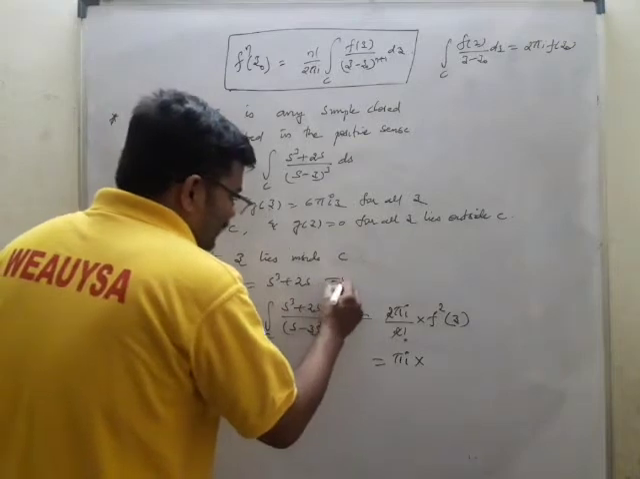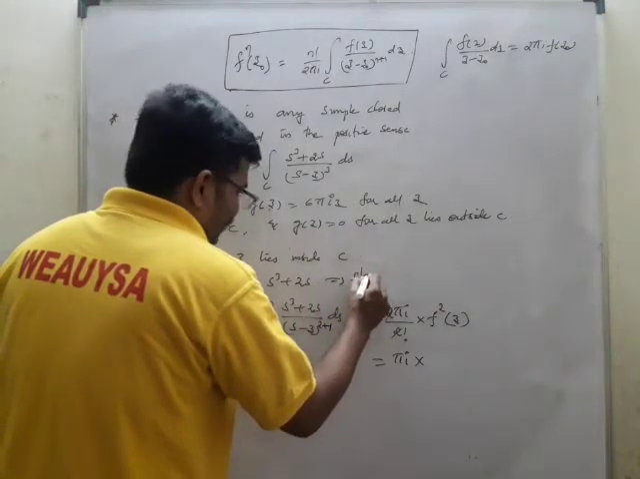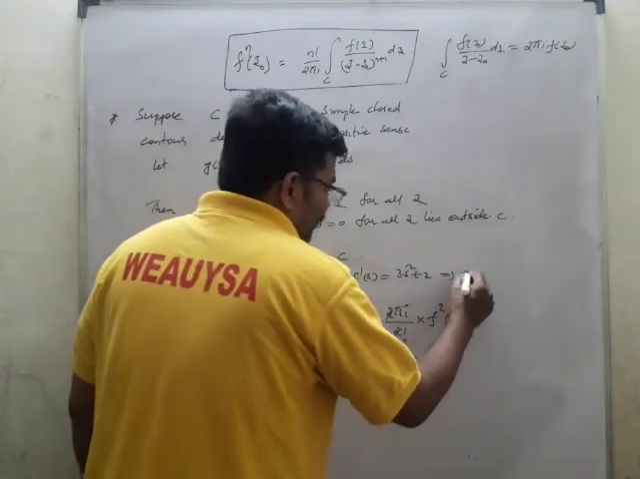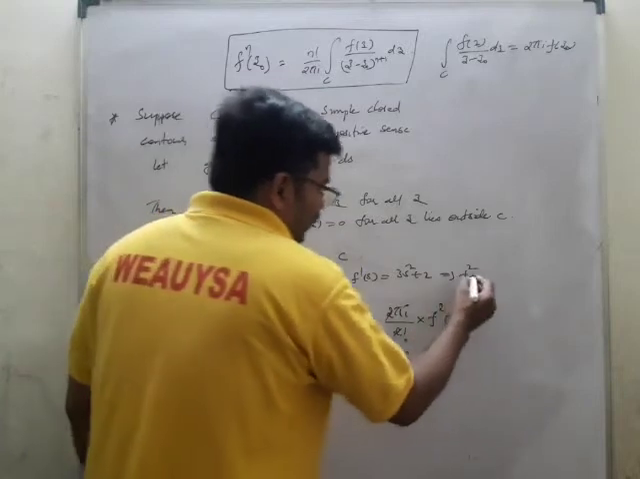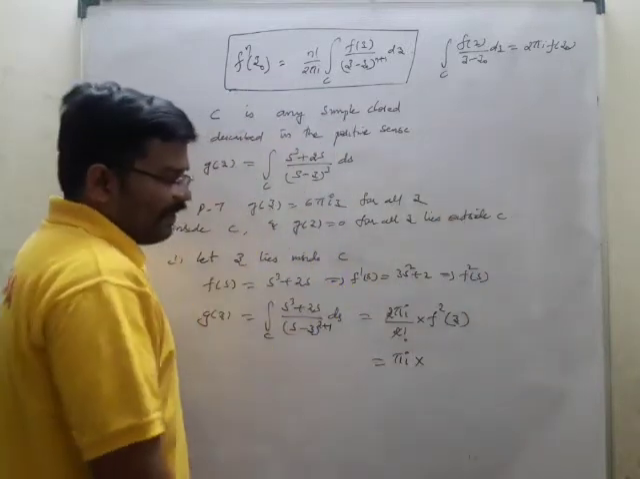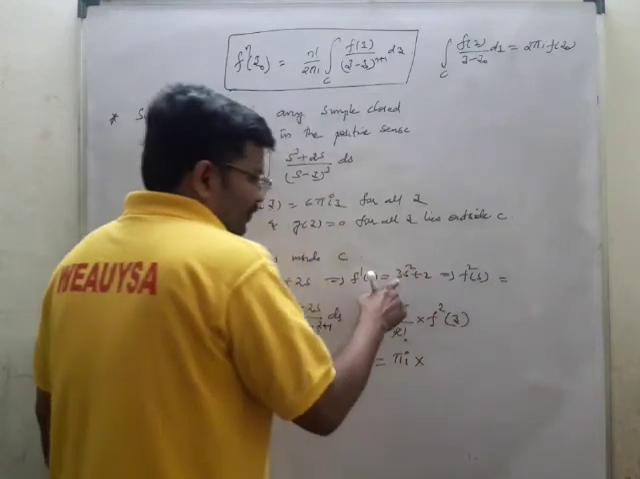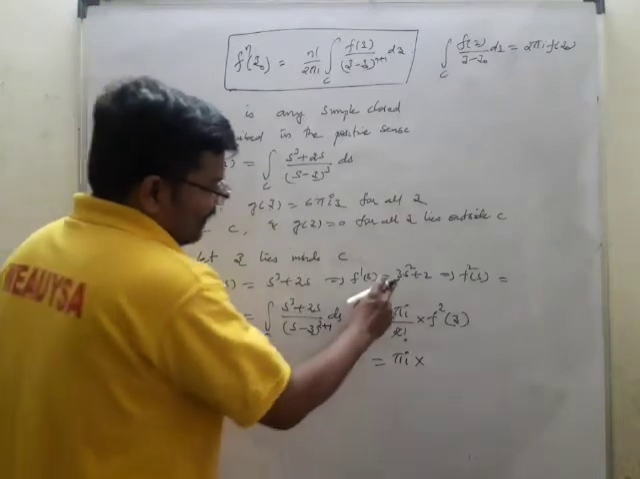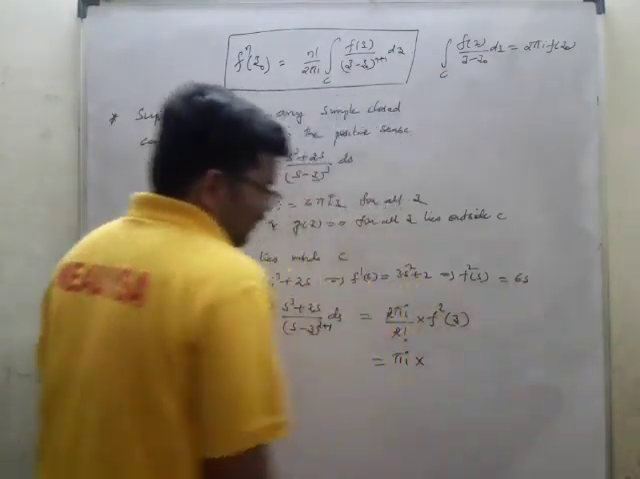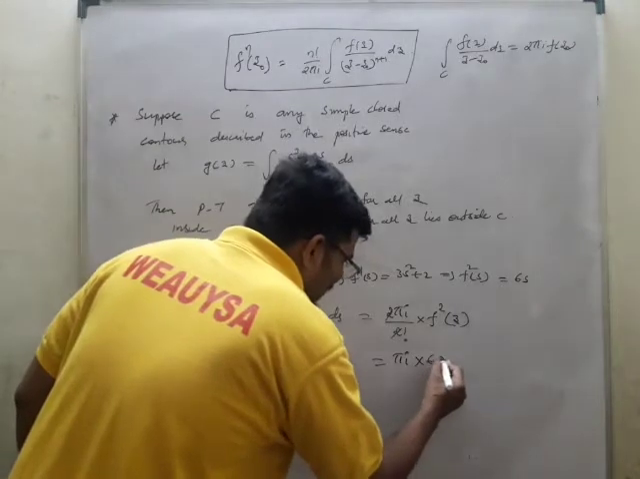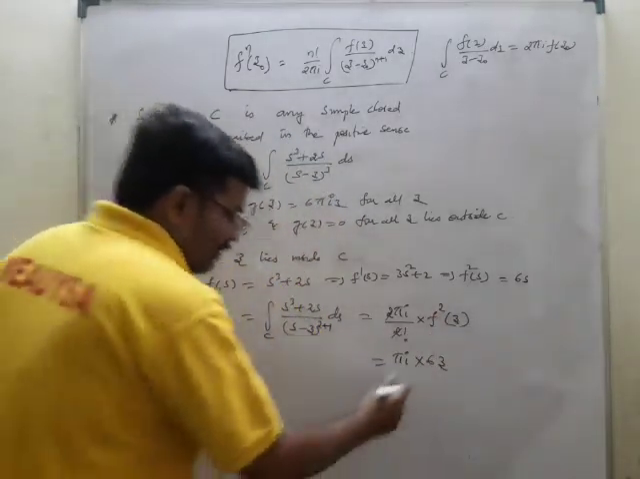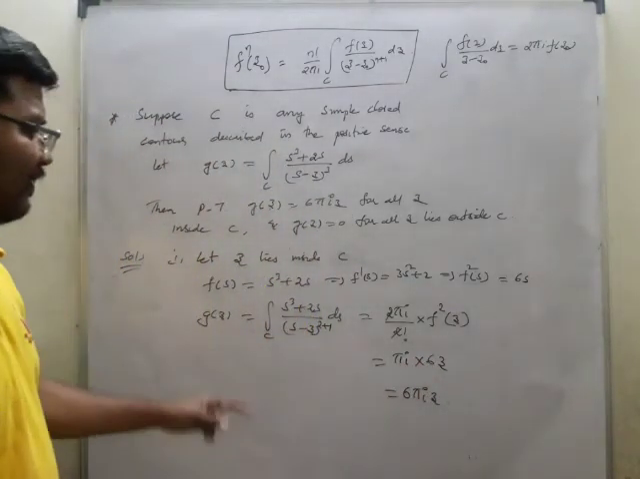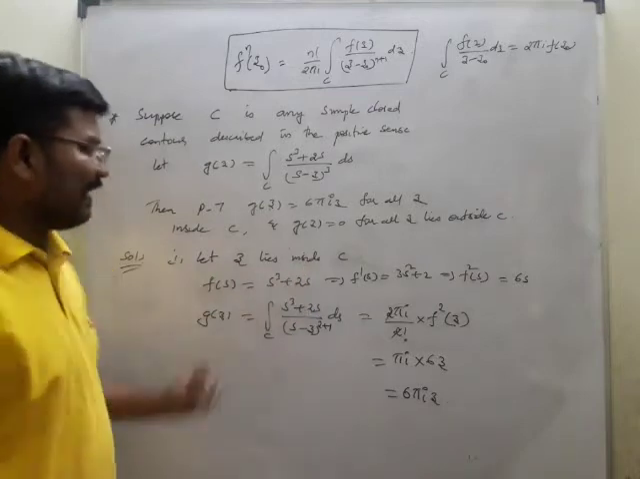So f dash of s is equal to 3s square plus 2. That implies f double dash of s is 6s. So you will get 6z, because you are using z. Therefore you will be getting 6 pi i z. Now this is what we got, because z lies inside C.